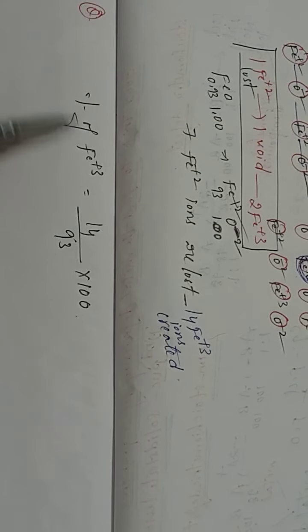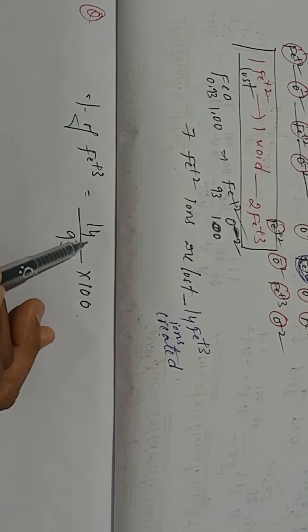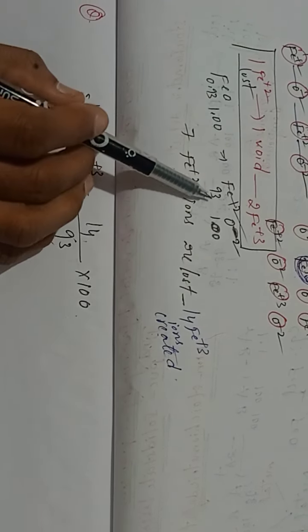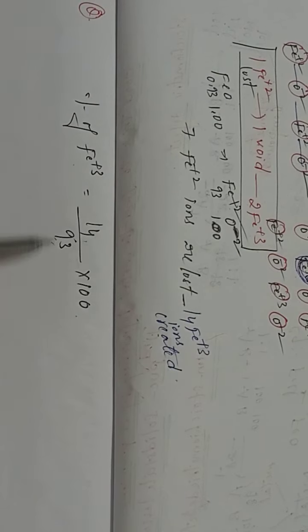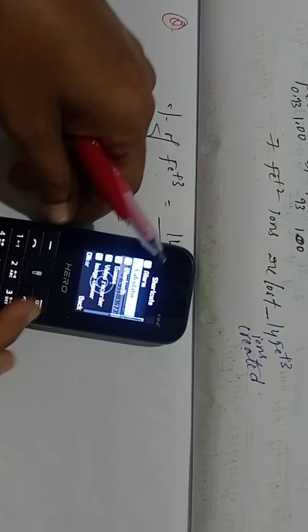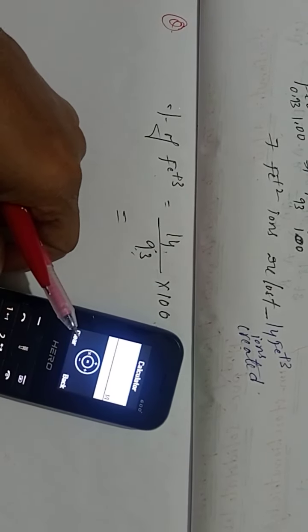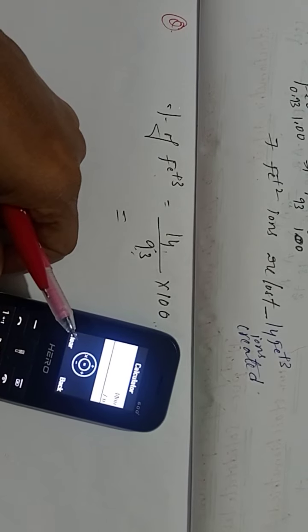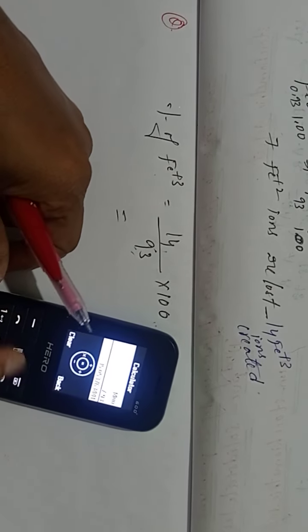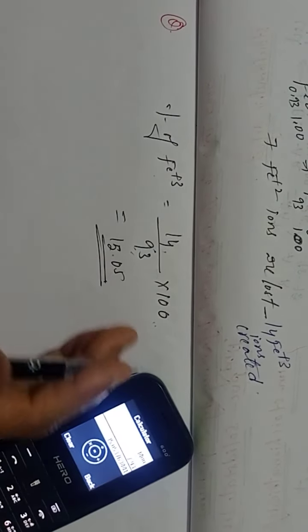Are you following? That means the percentage of Fe plus 3, how to find it? How many Fe plus 3 ions are created, divided by the total number of Fe plus 2 ions? How many are given, students? 93 into 100. Then how much will you get? 14 by 93. See here, 14 into 100, 1400 divided by 93. How much will you get, students? 15.05. The answer is 15.05.